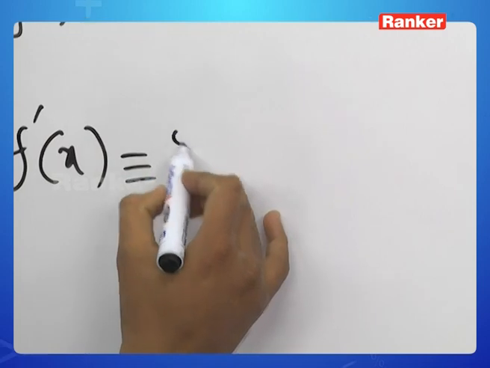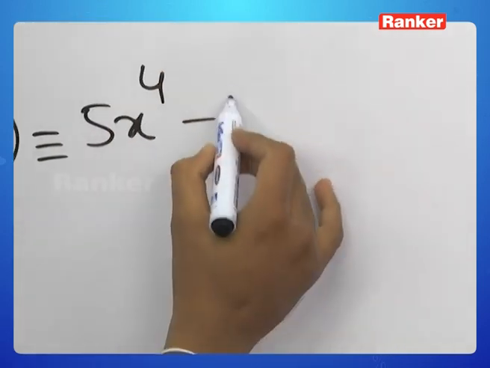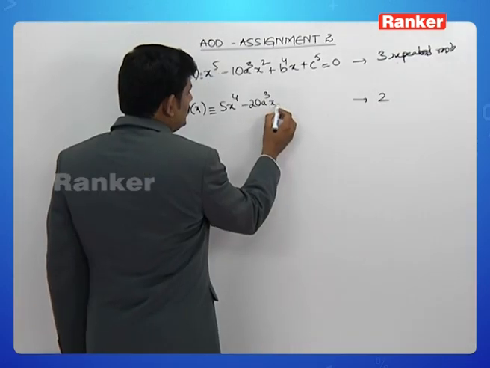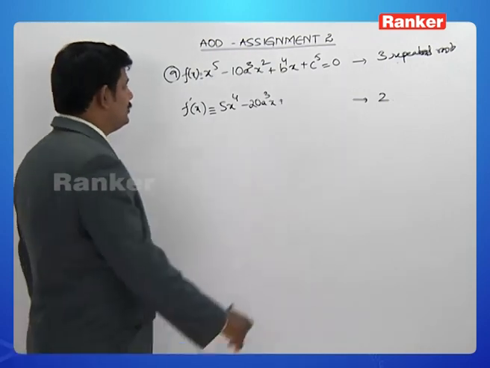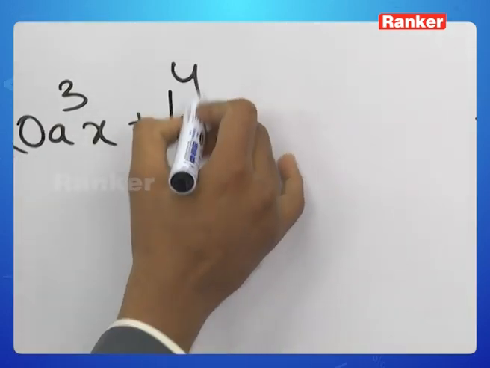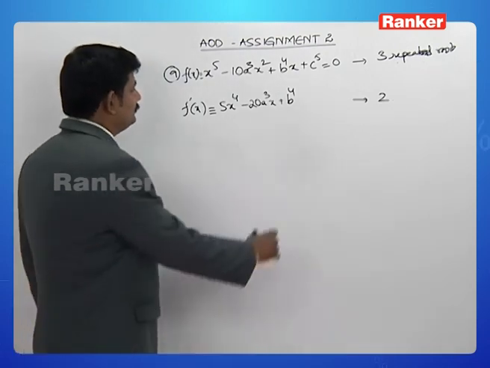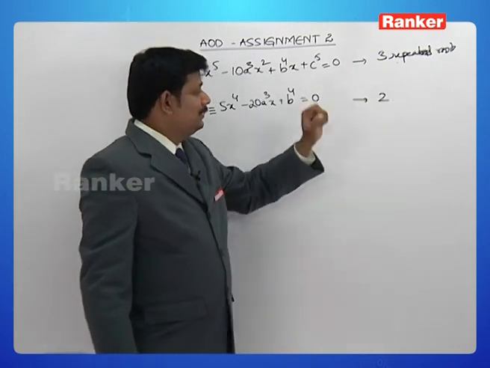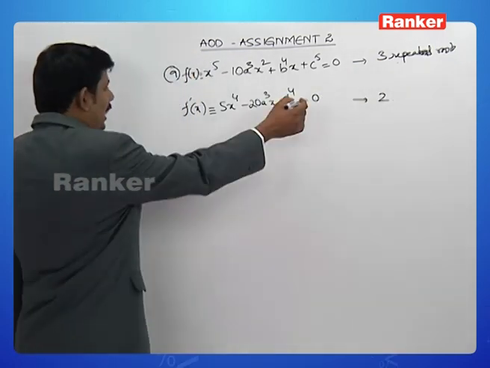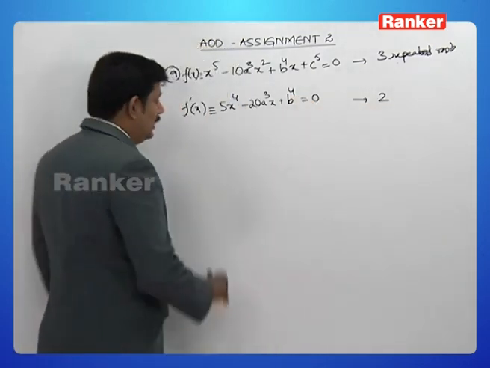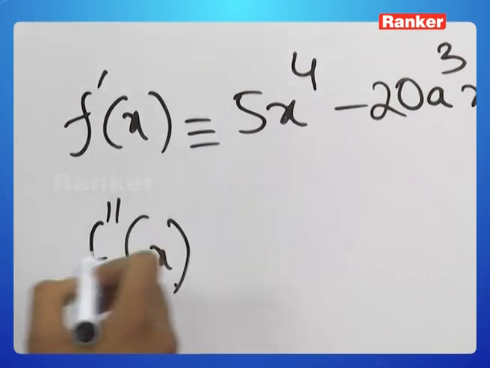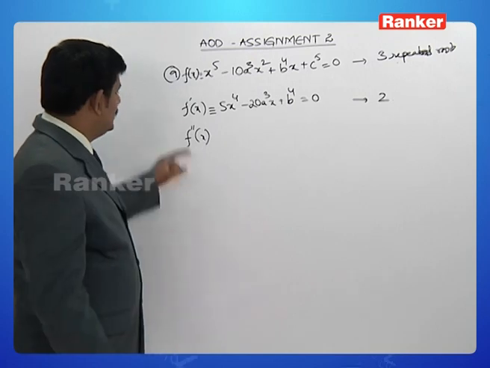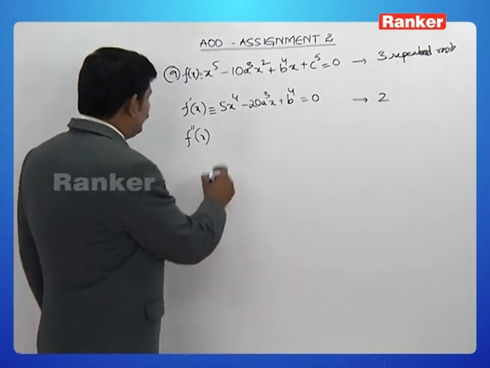f dash of x we can differentiate: 5x^4 minus 10a^3, derivative of x^2 is 2x, so 20a^3 x, plus b^4, derivative of x is b^4, and c^5, derivative is 0. So, for this equation, that repeated root alpha is a repeated root 2 times, and because this is also a repeated root here, it will as well be a root of f double dash of x. Alpha, the repeated root of f(x), will also be a repeated root of f dash of x, and so it will also be a root of f double dash of x.